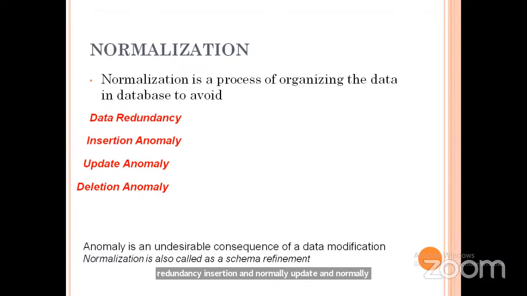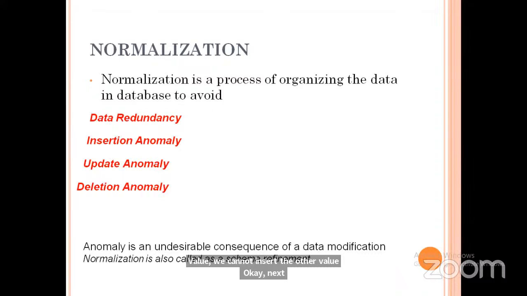What is meant by redundancy? Multiple copies will be present at different locations. Same copies, so there will be wastage of space and time. And coming to insertion anomaly, while inserting the data, without inserting one value, we cannot insert the other value. Okay, next coming to the update anomaly. What is meant by update anomaly?